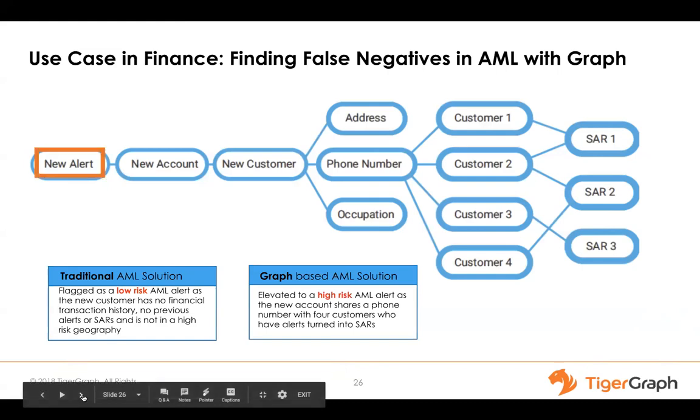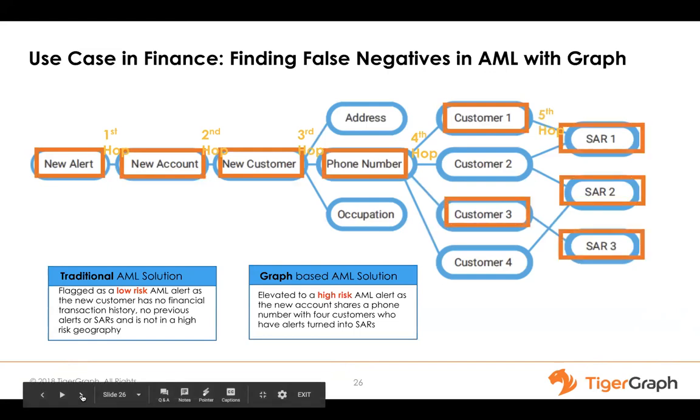Let's see how many hops we're looking at here. From new alert to new account is the first hop. New account to new customer, second. The new customer to the existing phone number is the third. And to the existing customer, fourth. And SAR, fifth. And this is what we categorize as almost a deep link analysis in the information layer. We need 5 hops here to identify the false negatives in the AML case.